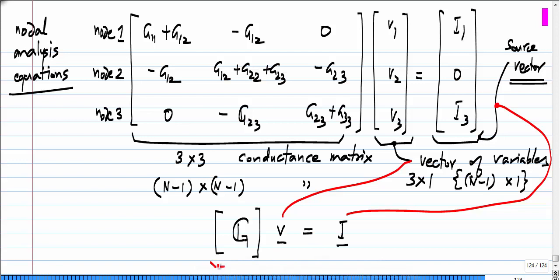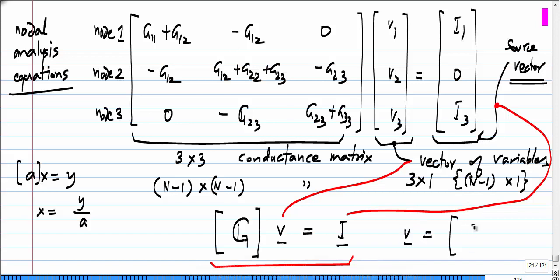So, this gives us a compact notation. Okay. So, this is like Ax equals y, and to solve for x, you do x equals y divided by A, when A is just a number, when it is a scalar. Okay. But exactly the same thing will apply here as well. So, to solve for the vector V, you do G inverse times I. Okay. So, this is the solution to the nodal analysis equations.